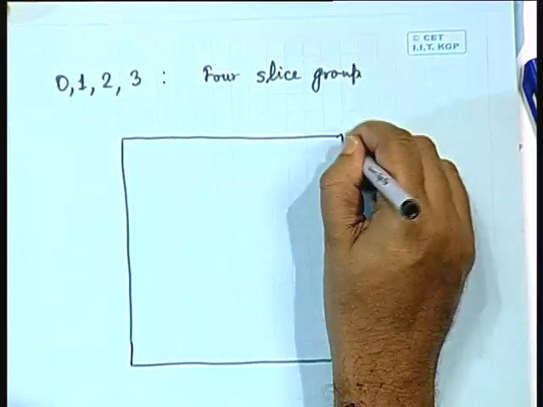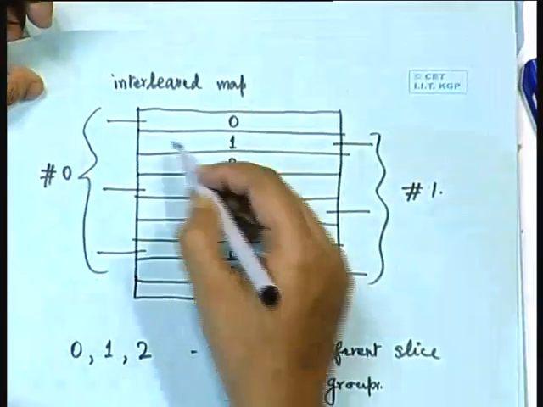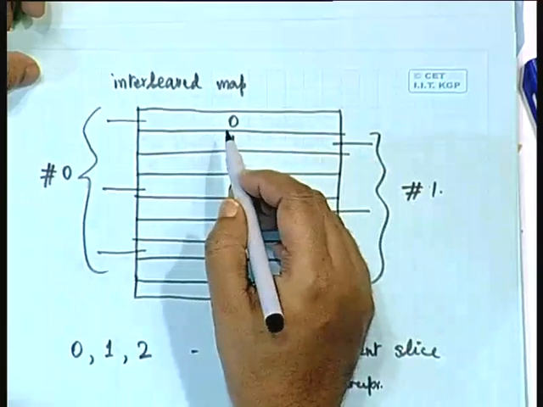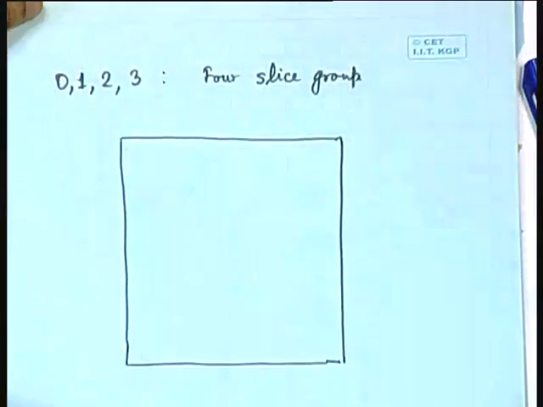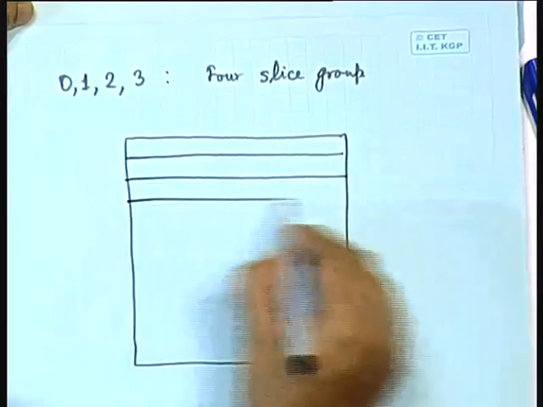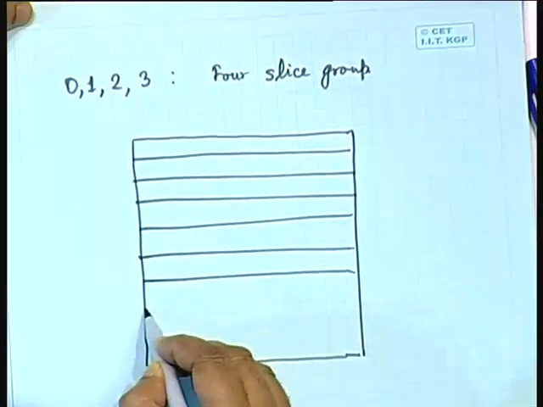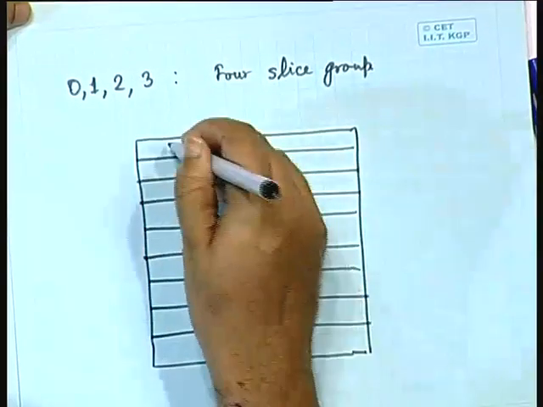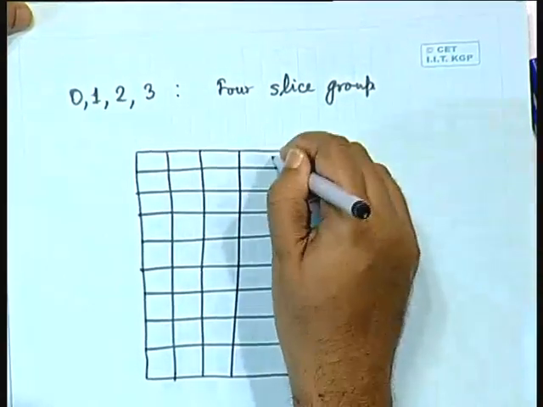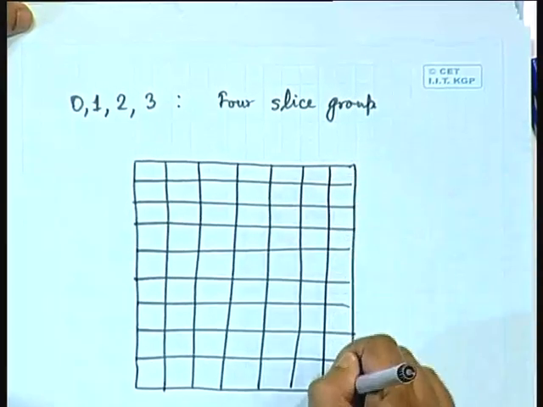and a slice need not be formed for the entire row of macro blocks. In this case, we have formed an entire row of macro blocks, but we can as well form slice groups like this. Say we make some horizontal grouping of macro blocks, and also some vertical grouping of macro blocks. These are not pixel groupings, these are macro block groupings.